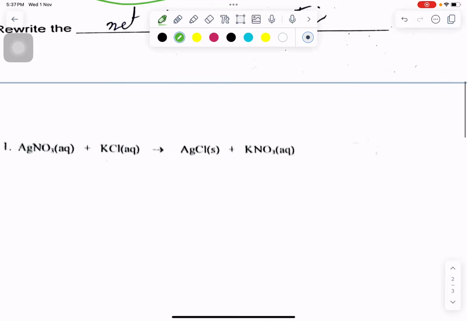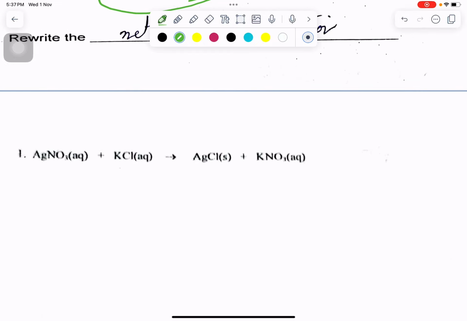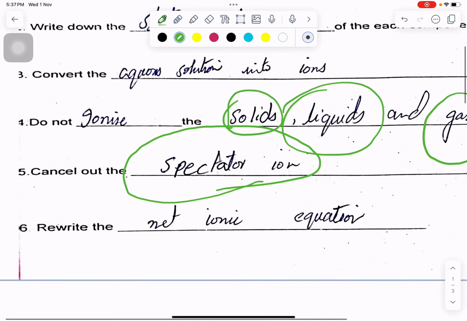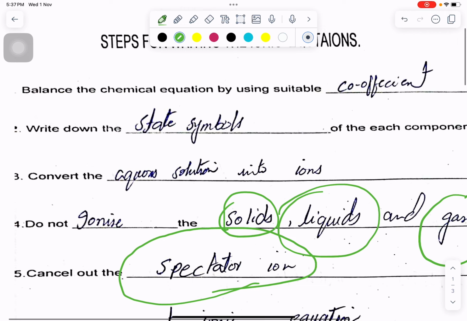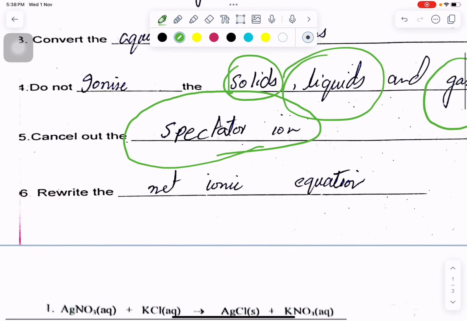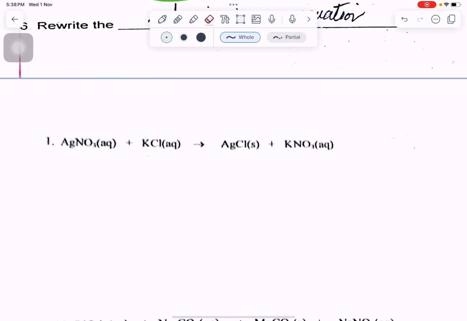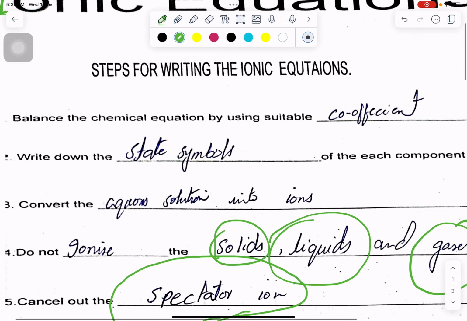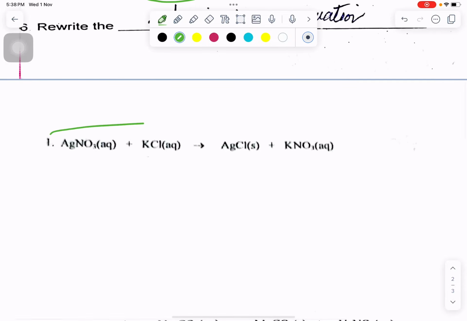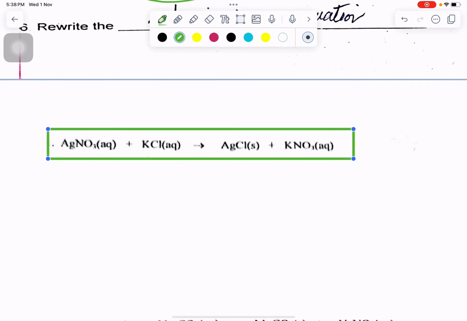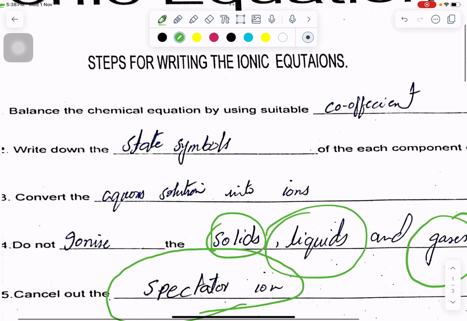Now here, if you are given like this and you're asked to make the ionic equation, what is the first step? The first step is to balance the chemical equation. So it is already balanced. Here one silver, one nitrate, and here we have potassium. It is already balanced. Now the second step is to write down the state symbols. Here we are given already the symbols. This equation is already in symbols, there is no need to write further symbols.